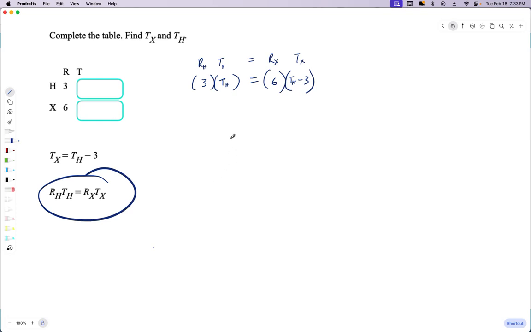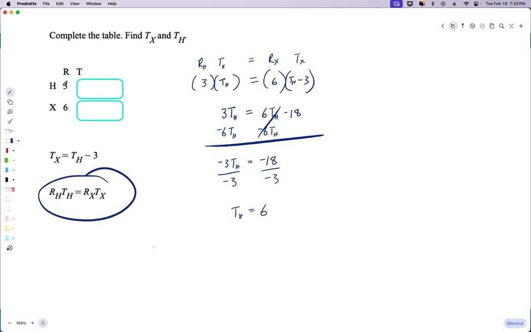But now we can multiply everything. 3 times TH is 3TH. And 6 times TH is 6TH. And 6 times negative 3 is negative 18. So now I can get my TH's together by moving it over to the other side. So this is going to cancel. This is going to be a negative 3TH. And this is negative 18. That's all that's left over here. So if I divide both sides by negative 3, then TH is equal to 6.